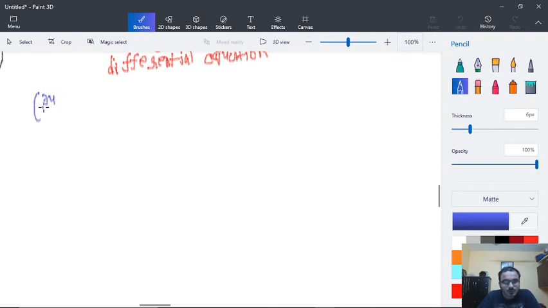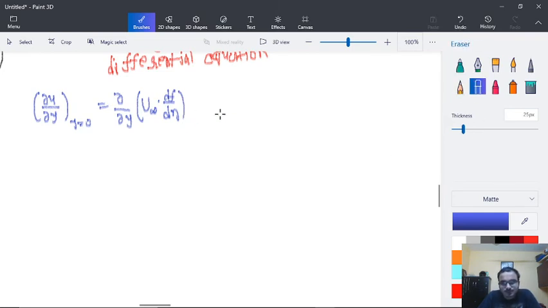∂u/∂y at y equal to 0 is equal to ∂/∂y into u infinity into ∂f/∂η, which is at y equal to 0.